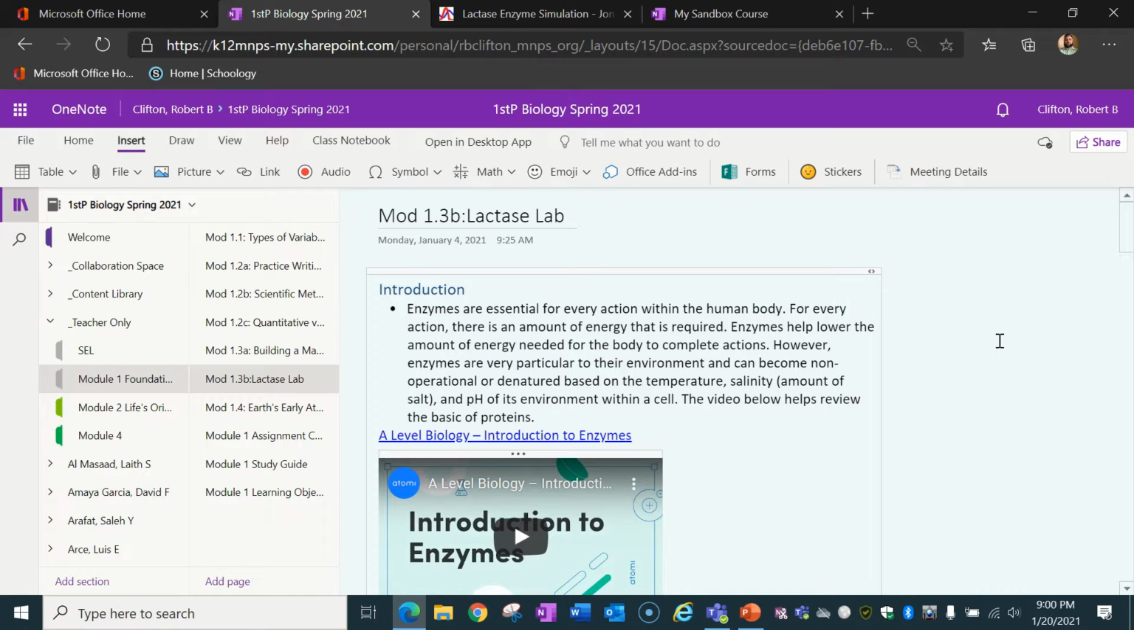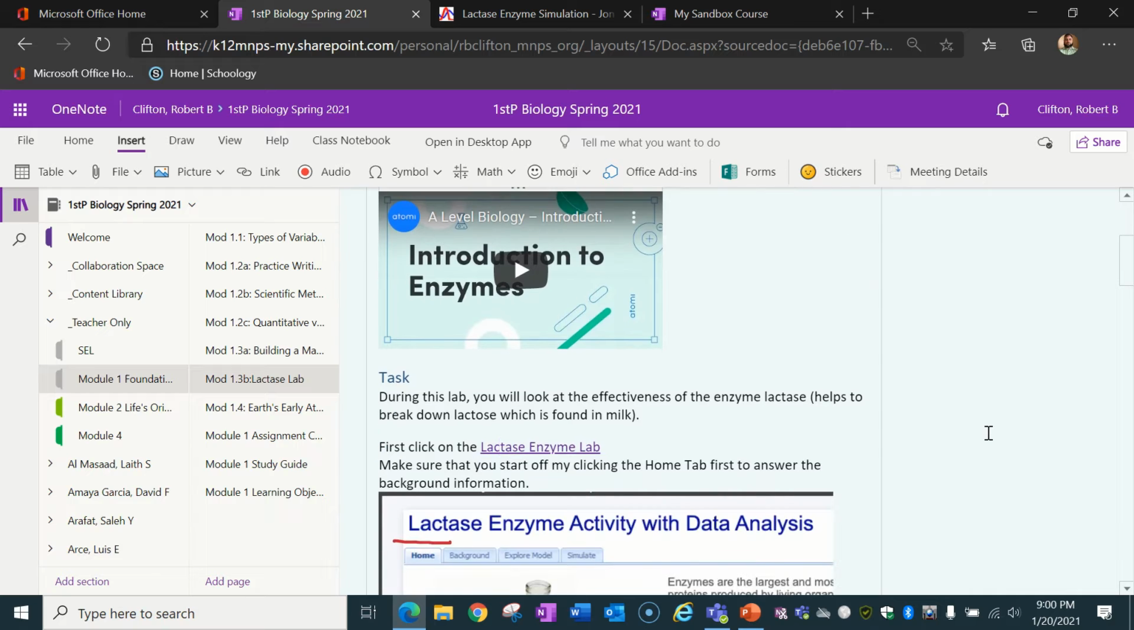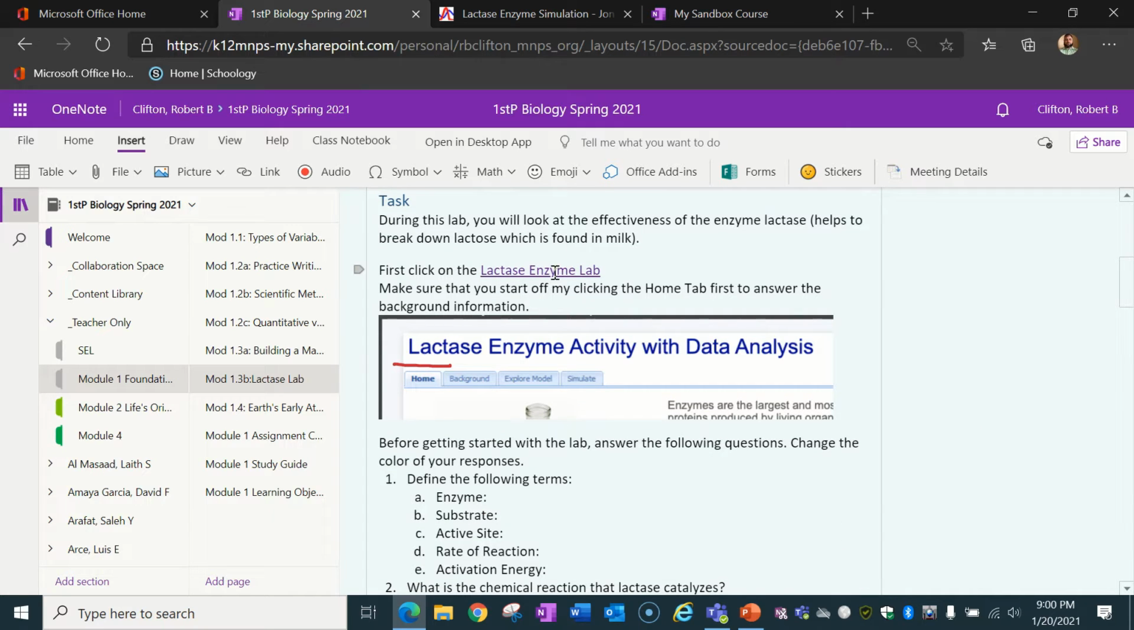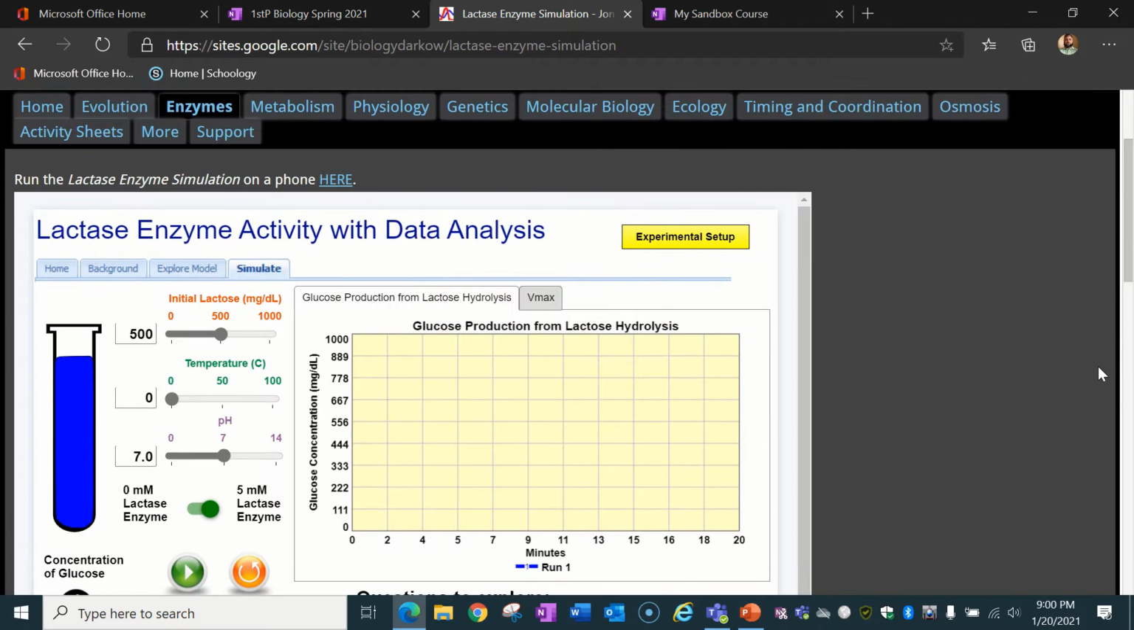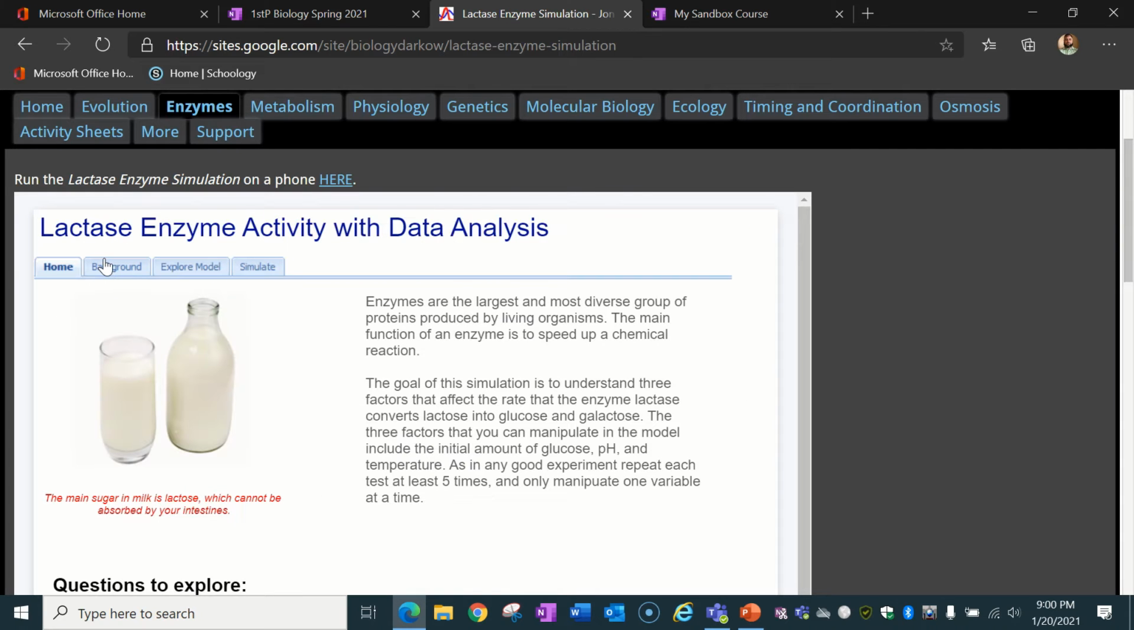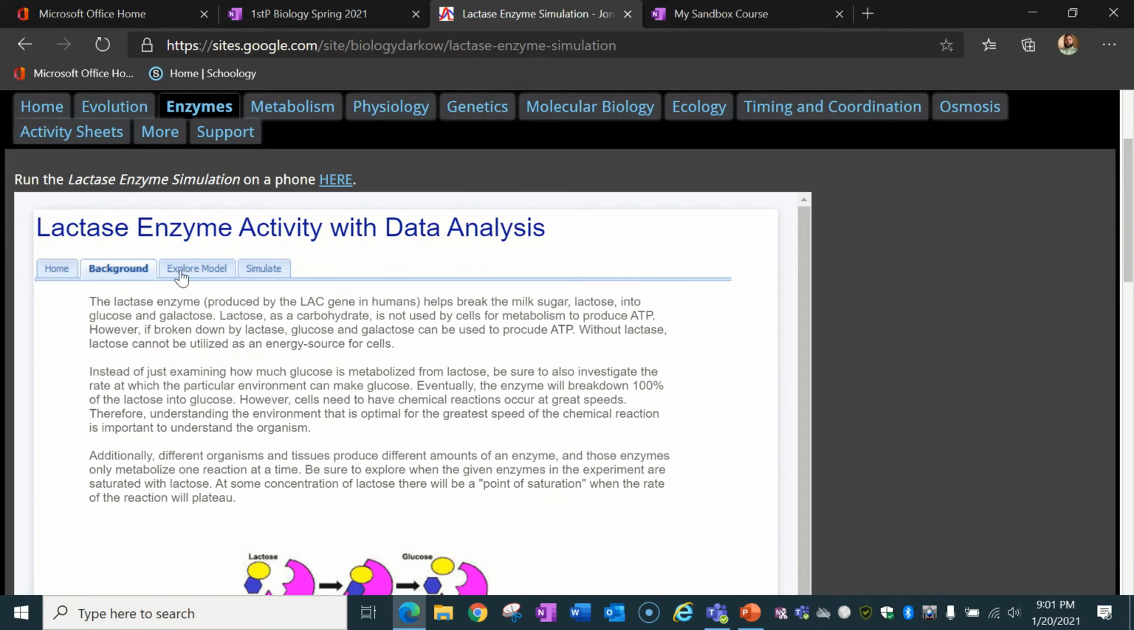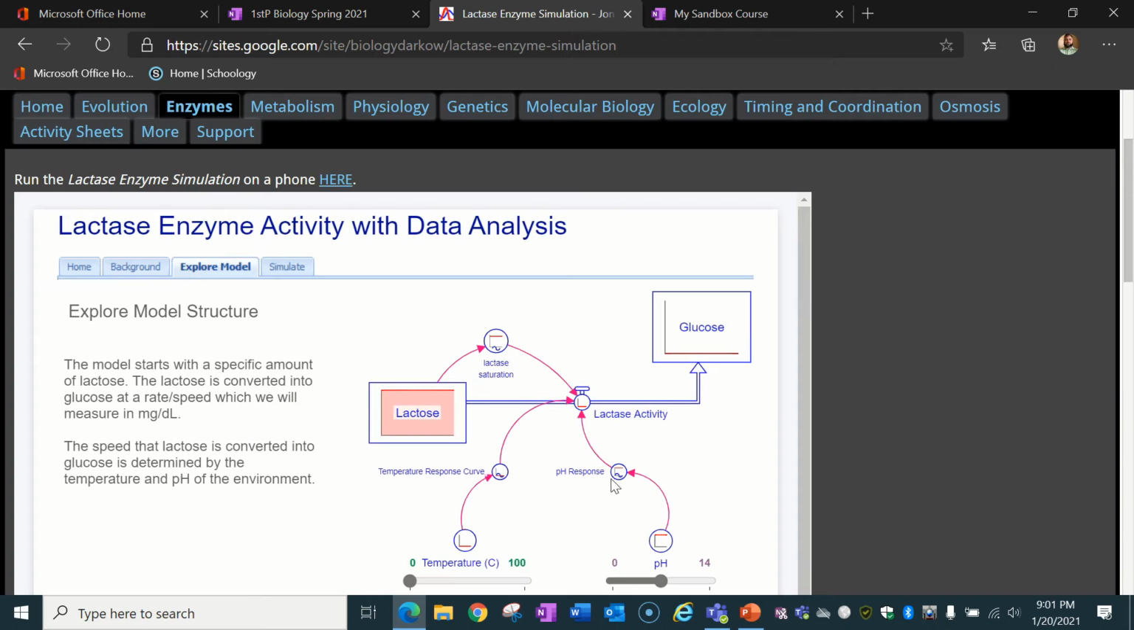So first things first, within this lab activity, you'll learn and hear a little bit more about enzymes and everything. And we're actually going to open up this lactase enzyme lab activity, and it'll take you to the screen. So a little bit of intro. You have some intro questions, so you can find the information for that on the home tab, the background tab, and you can even click on this explore model a little bit to look at what the model is looking like.